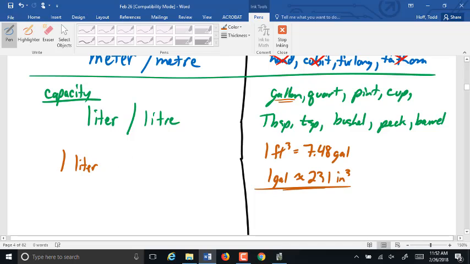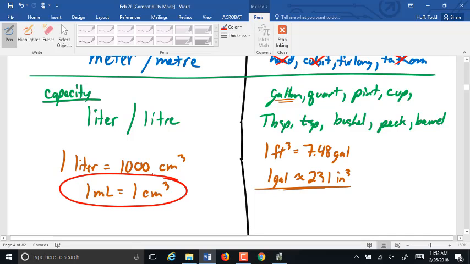1 liter is equal to 1,000 cubic centimeters. Now we'll talk about what centimeters are later on, what that prefix is. Or 1 milliliter is equal to 1 cubic centimeter. And this conversion here is actually very important in the medical field.